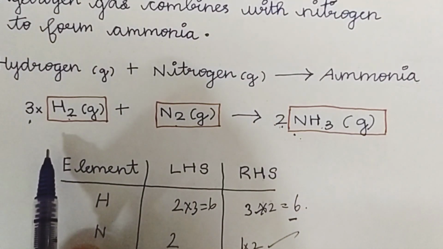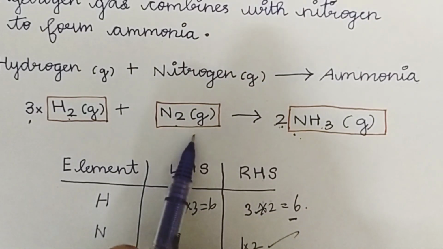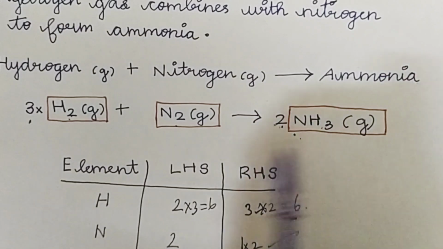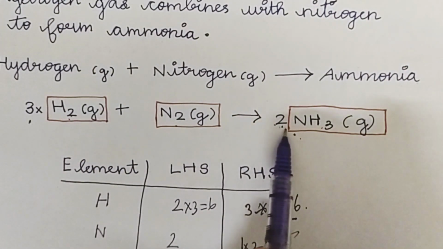So we will try to read that balanced equation. 3H2 gas plus N2 gas gives 2NH3.